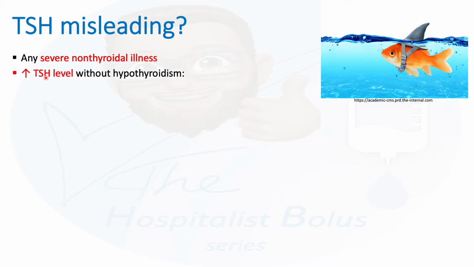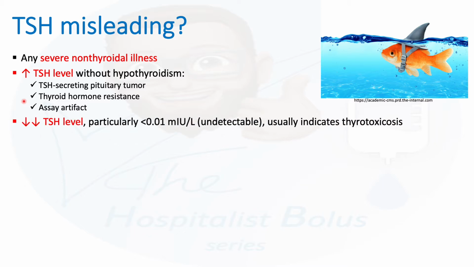And then sometimes TSH can be high or elevated, but there is no clinical or subclinical hypothyroidism. For example, if the patient is having a TSH-secreting pituitary tumor, an MRI might be helpful in these situations. Or in thyroid hormone resistance. And then sometimes it could be just an assay artifact. So a lot of times it's recommended that you repeat the test before you start treatment.